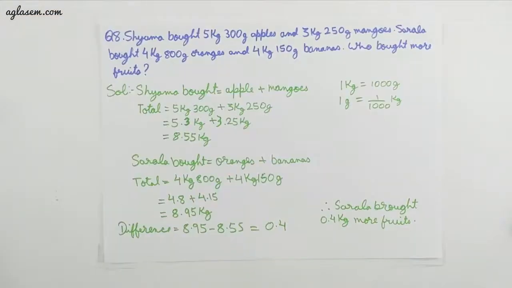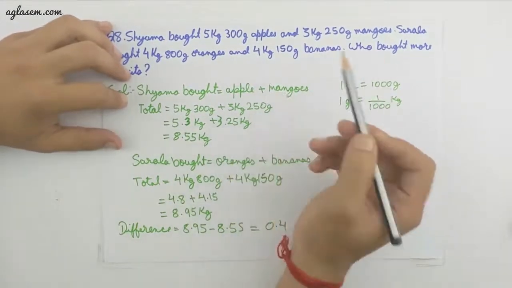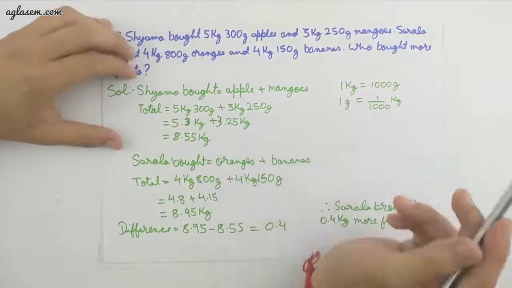Let's move to question number 8 of this exercise, that is, Sham bought 5 kgs 300 grams apples and 3 kilograms 250 grams mangoes. Sarla bought 4 kgs and 800 grams mangoes and 4 kgs 150 grams bananas. Who bought more fruits? Let's calculate.